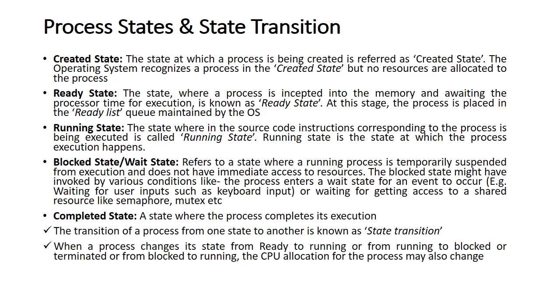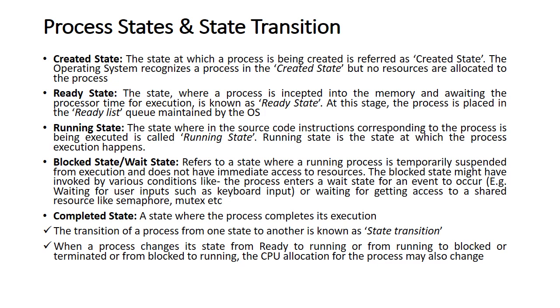Brief explanation of each state in the process life cycle. Process states and state transitions. First we had the created state. A state at which a process is being created is referred to as the created state. The operating system recognizes a process in the created state, but no resources are allocated to the process. Then we had the ready state, the state where a process is incepted into the memory and awaiting the processor time for execution.